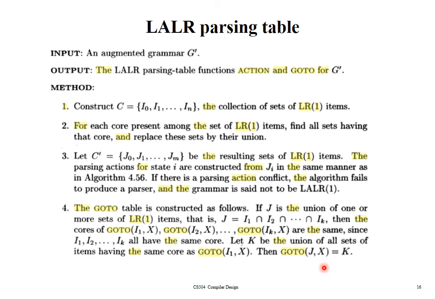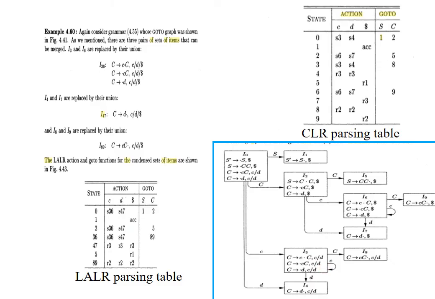This is the table for the LALR parsing algorithm, for construction of the LALR parsing table. Here we can consider the previous example itself. In the case of CLR parsing, in the LR(1) item collection, observe the core part. Wherever the core part is the same, those closures can be combined together. We can combine I3 and I6, as well as I4 and I7, and also I8 and I9.